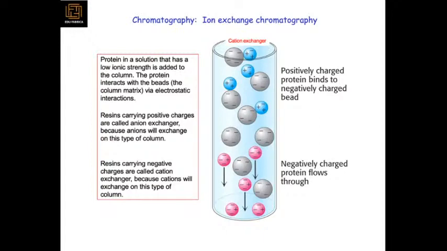So protein in a solution with low ionic strength is added to the column. The protein interacts with the beads via electrostatic interaction. Resins carrying positive charge are called anion exchangers, because anions will exchange in these types of columns, and the resins carrying negative charge are called cation exchangers, because cations exchange on this type of column. So you understand the main difference between cation and anion exchange. In this case, you can see the positively charged ones got attached to the negative, whereas the negative ones didn't attach, they mostly flow through. Then later on, with the help of elution buffer, we remove them and get our targeted proteins out of it.